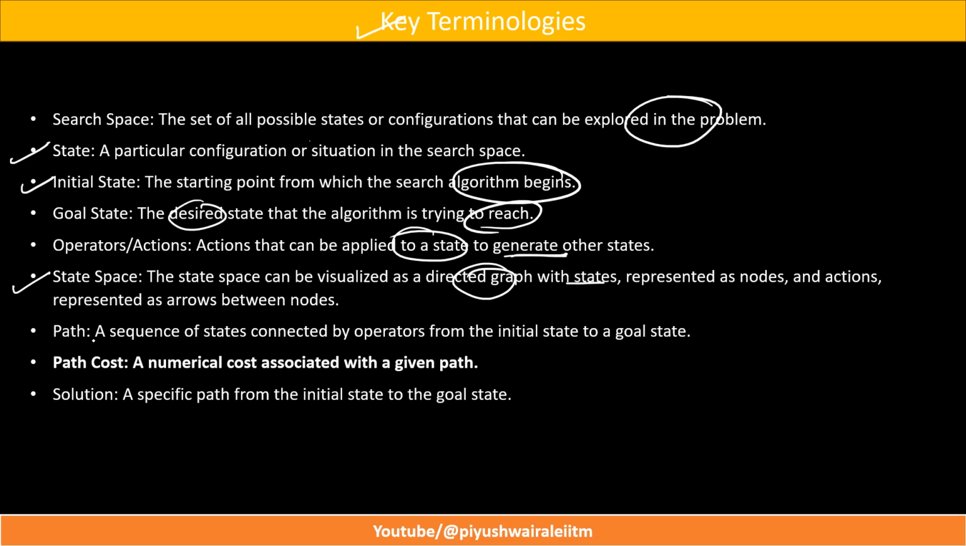So, what is a path? The sequence of states connected by operators from the initial state to the goal state. We have seen that. Now, what is path cost? A numeric cost associated with a given path.